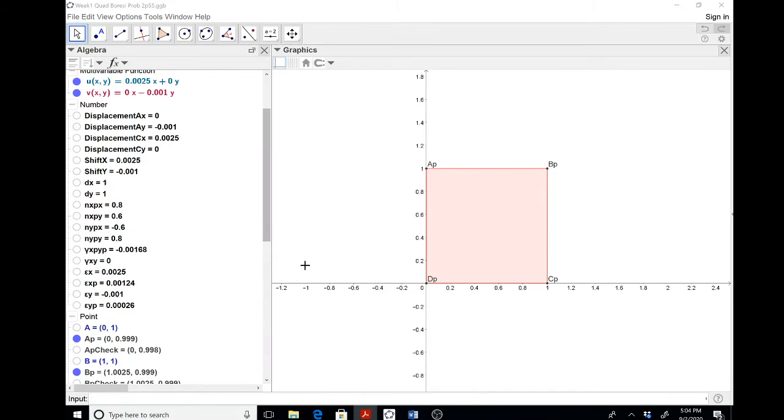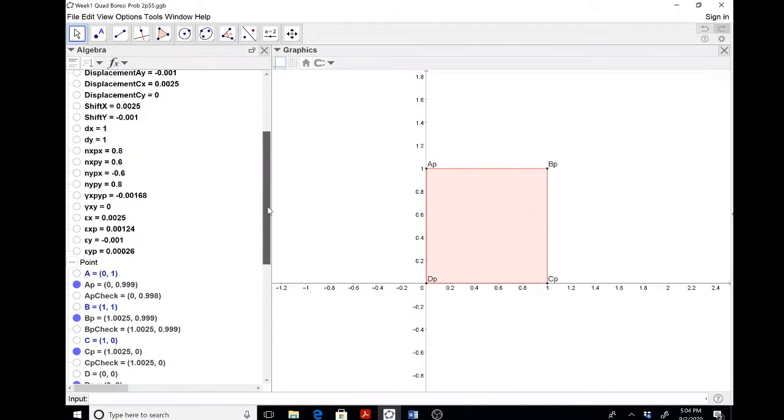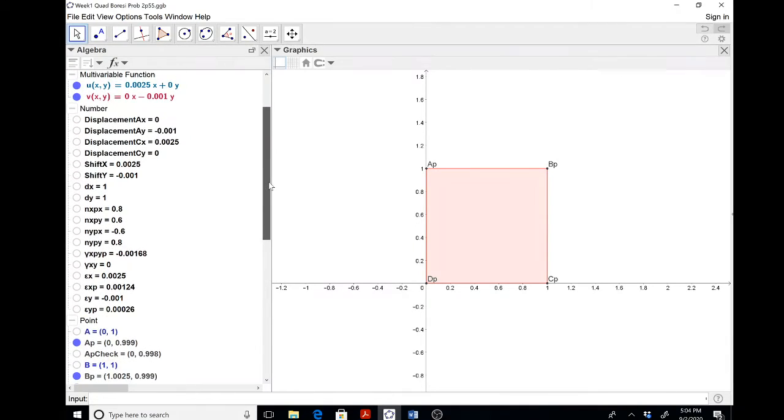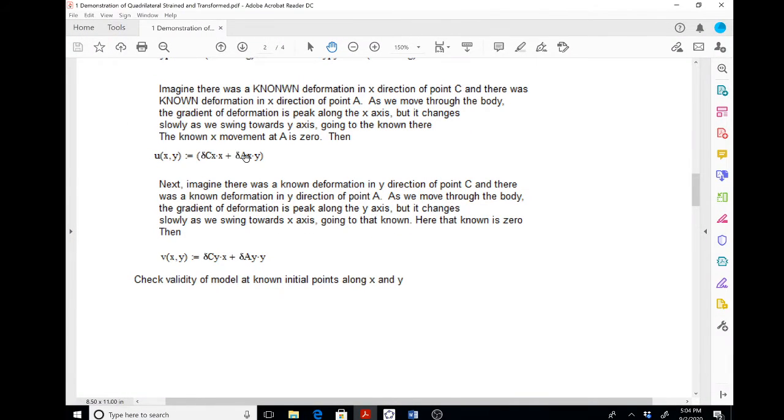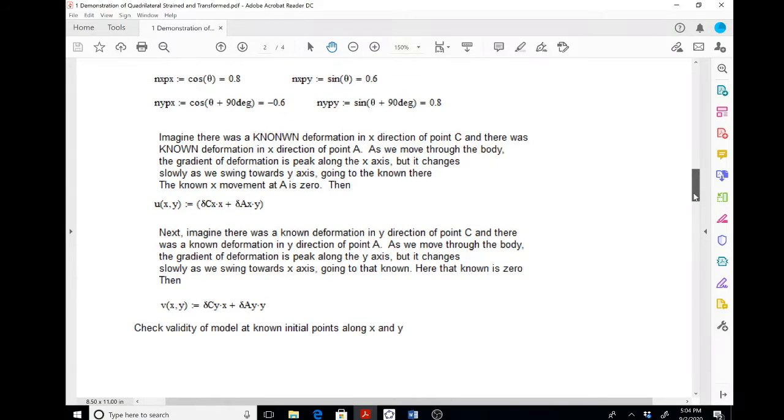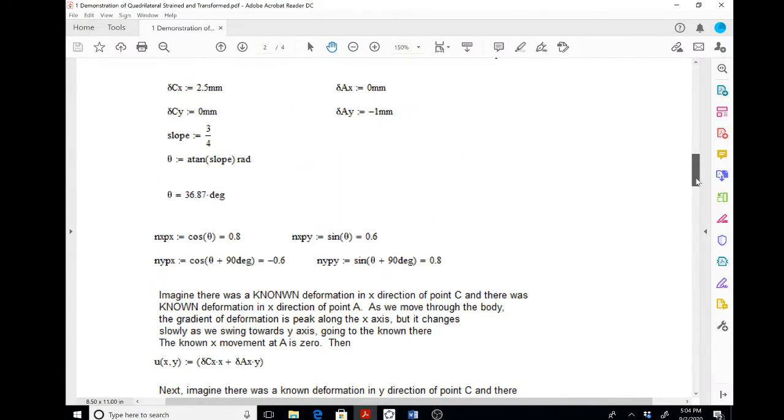So I come up with this fairly nice function here. So you might want to just write this down here, and then I'll walk through it more slowly in a more detailed video.